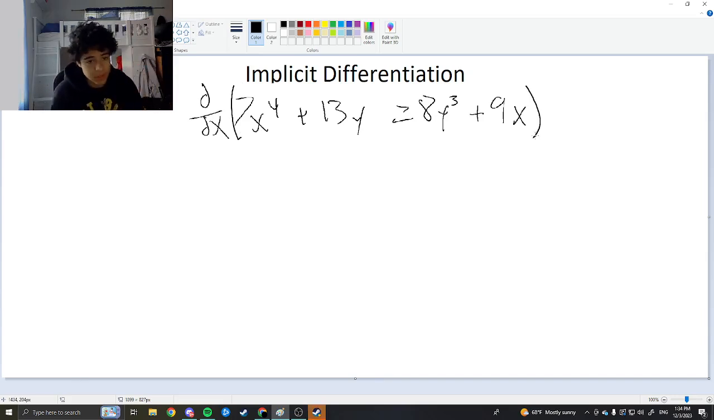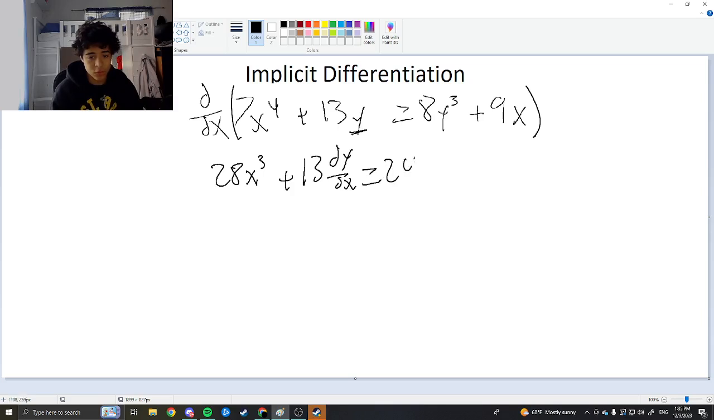Alright, cool. So you derive it like you normally would. 7x to the fourth, 7 times 4 is 28, x to the third power, plus 13, and then it's a y here, so dy dx, equals 8 times 3, 24, y squared, but it's a y, so dy dx, plus 9. And like before, you want to get all the dy dx's over to one side, so I'm going to move the 9 over, and I'll move the 13 dy dx over to the right.